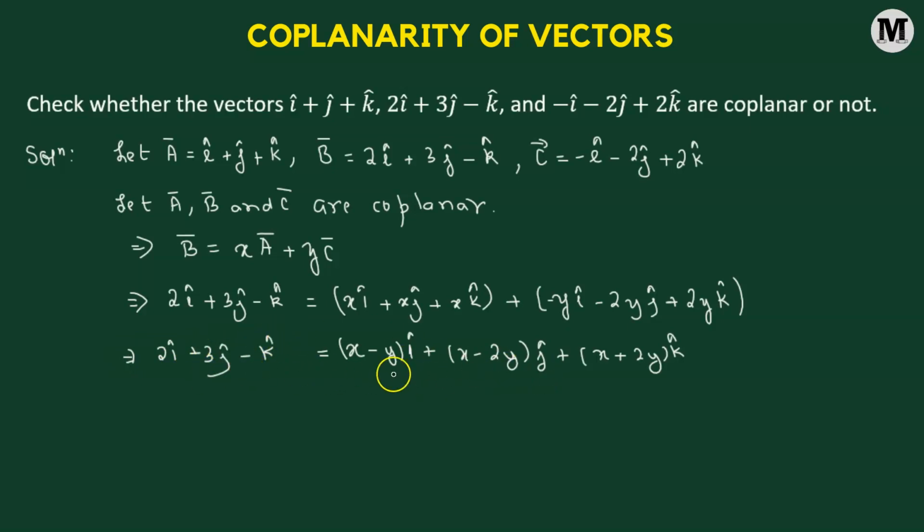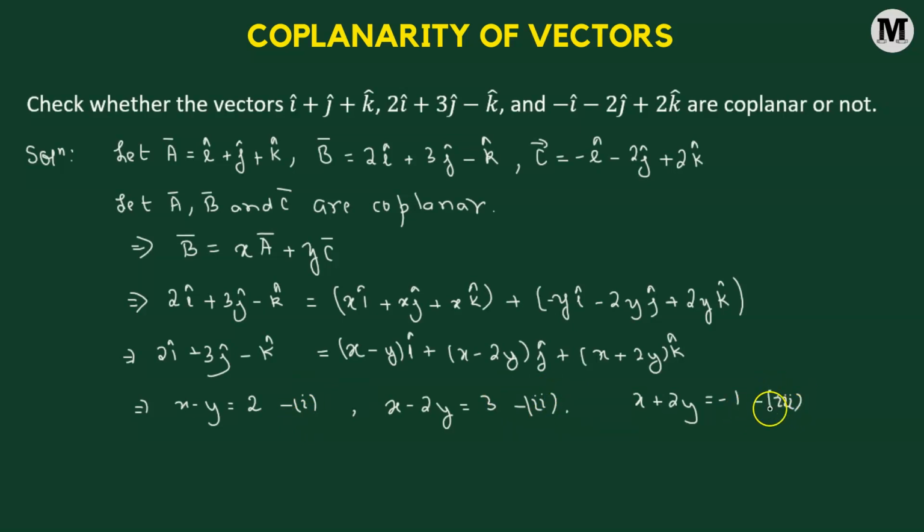Now we'll compare both sides. So comparing both sides, this is going to give us x minus y equals 2. Then we have x minus 2y, that is going to be equal to 3. And then we have x plus 2y equals negative 1. Now we'll label these as equation number 1, equation number 2, and equation number 3.